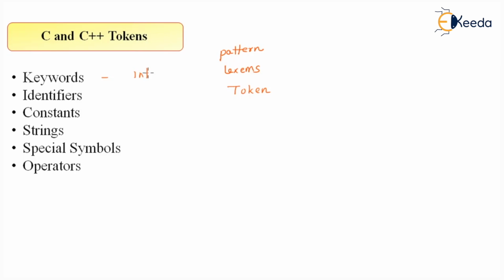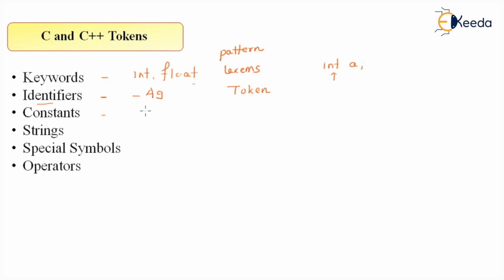Let me repeat that: int is a keyword, float is a keyword. These are keywords, and they themselves act as a token. The second is the identifier. I already told you that it starts with an underscore or an alphabet. So if there is an underscore a9, that is a valid identifier, since it starts with an underscore or alphabet.